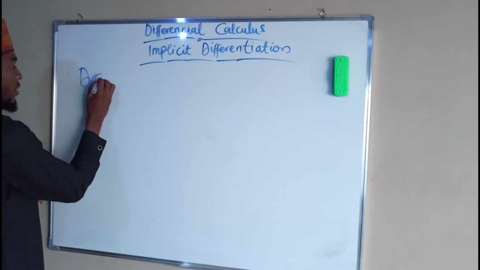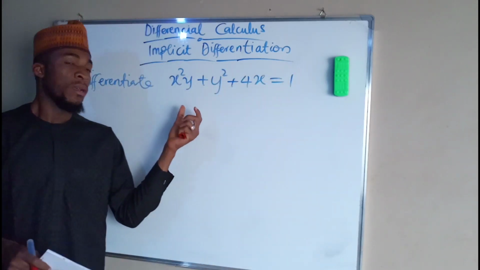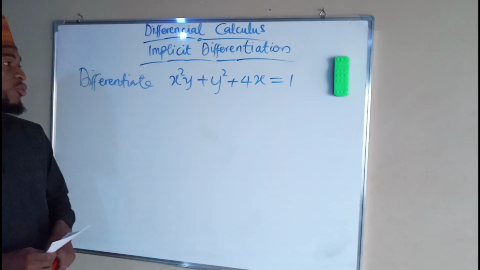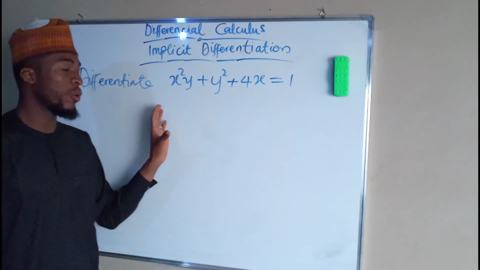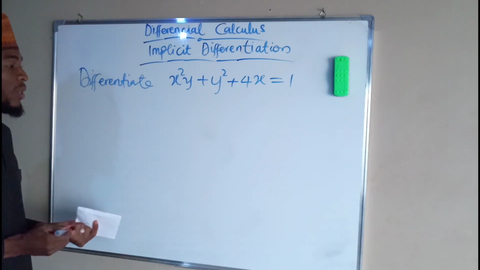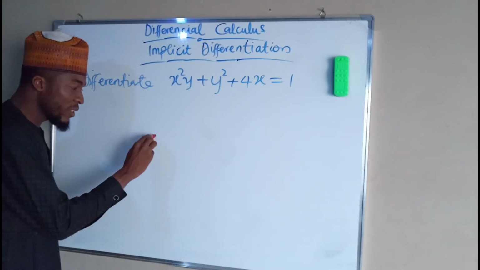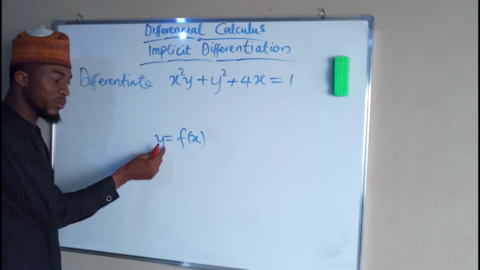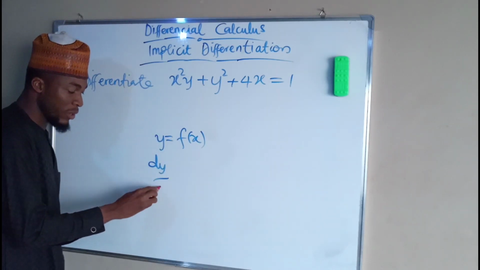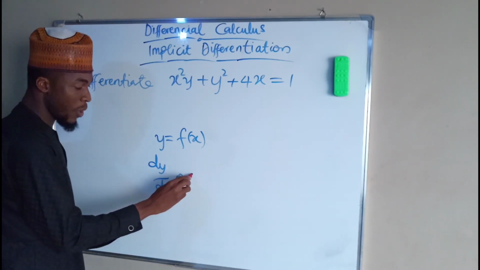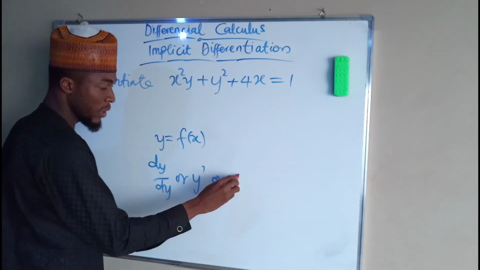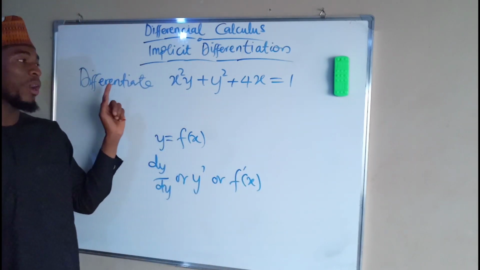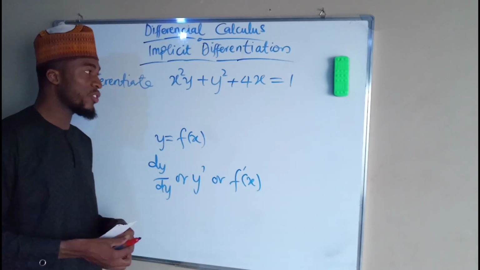Example, differentiate. In this type of example, we are going to apply chain rule together with product rule in order to differentiate this function. In our previous knowledge, you know y is expressed in terms of x. Therefore, to differentiate this function, we express the derivative of y as either dy over dx, or y prime, or f of x prime. Therefore, we are going to apply the same principle in this differentiation.